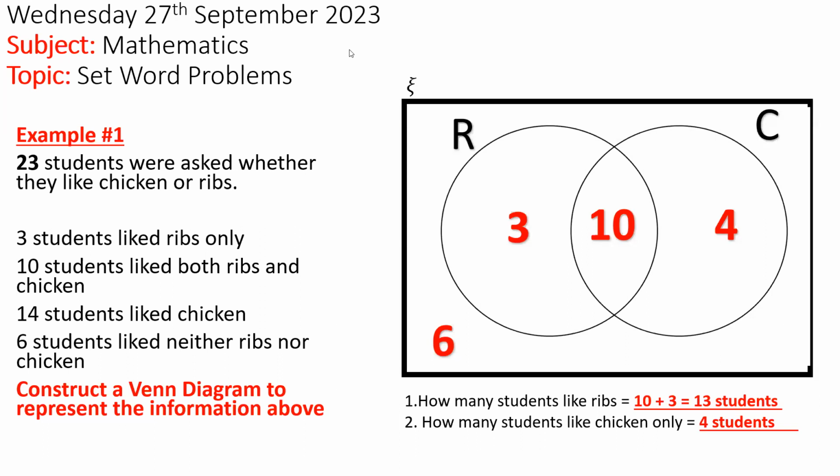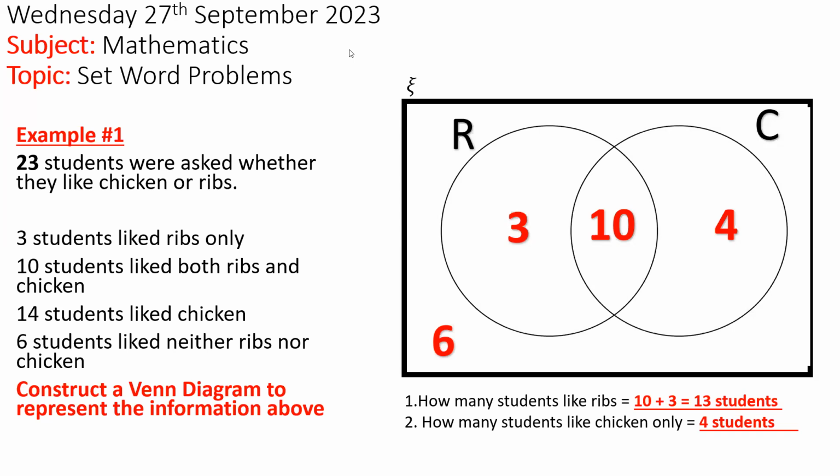Ashtan Webb, are you there? I can't hear from Ashtan. Bethany, how many students like chicken only? Say it again. I could barely hear you. 4, yes. All right, good.